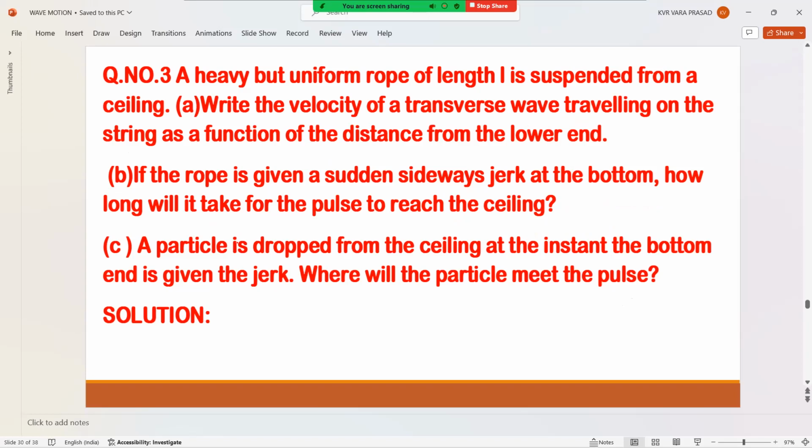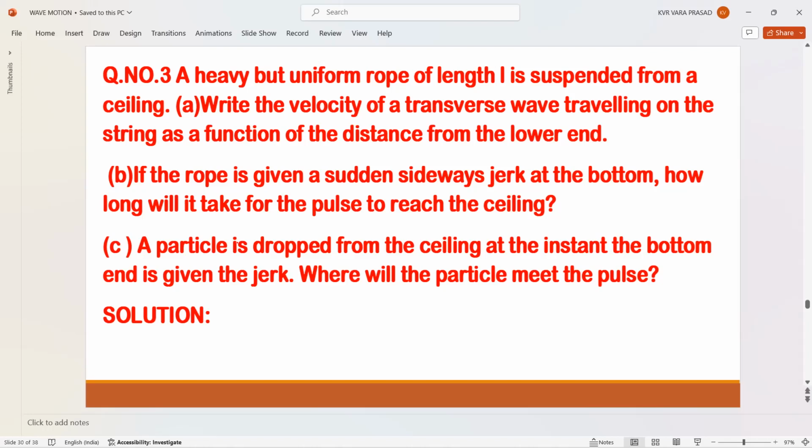It is given that a heavy but uniform rope of length L is suspended from a ceiling. Find the velocity of a transverse wave traveling on the string as a function of the distance from the lower end. Next, if the rope is given a sudden sideways jerk at the bottom, how long will it take for the pulse to reach the ceiling? And last one, a particle is dropped from the ceiling at the instant the bottom end is given the jerk. Where will the particle meet the pulse? This is the question, and it is taken from HCV, HC Verma.